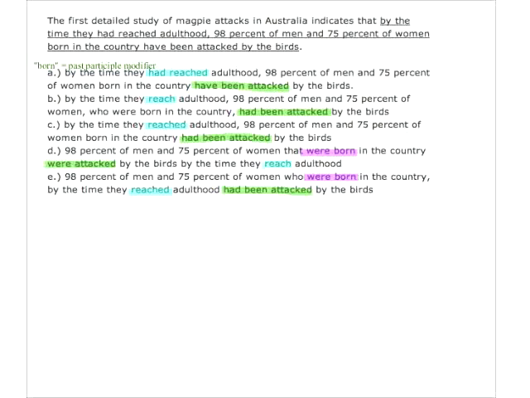Let's take a look. What do you guys think of the blue verb? Type in the text box. What do you think makes sense? You can type what makes sense, or you can type what doesn't make sense.